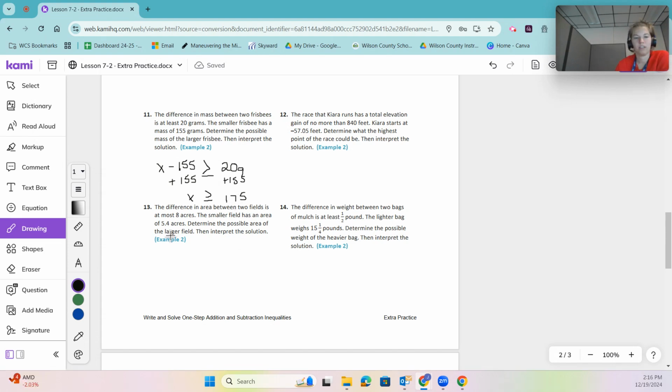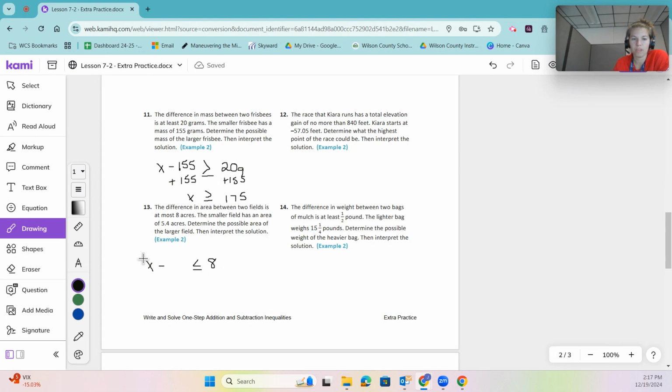175 grams. The difference in area between two fields is at most 8 acres. The smaller field has an area of 5.4 acres. Determine the possible area of the larger field, then interpret the solution. So the difference between the two fields, one field minus the other field, is going to be less than or equal to 8, because at most it can be 8, which means it can be less than, but it can't go over 8.